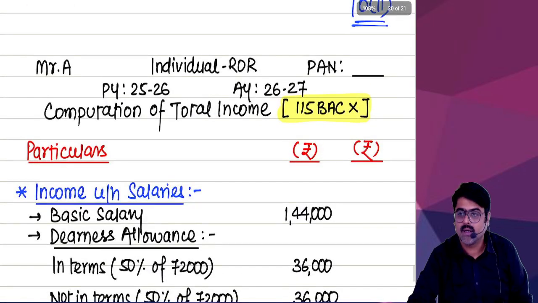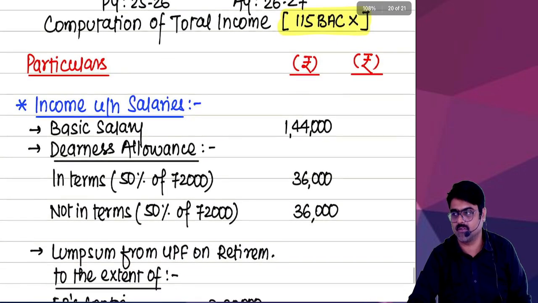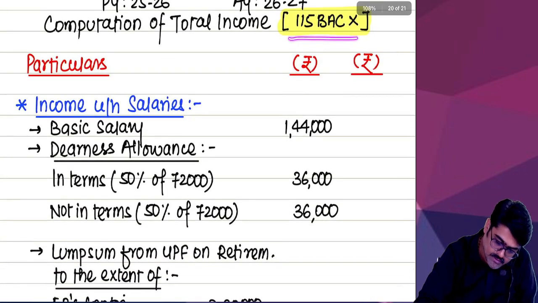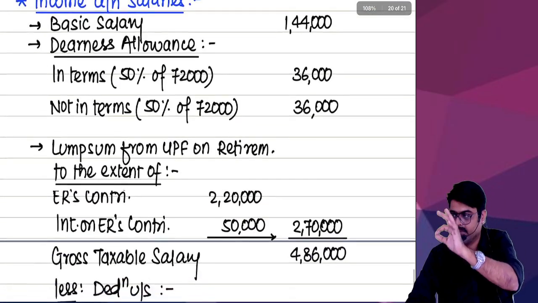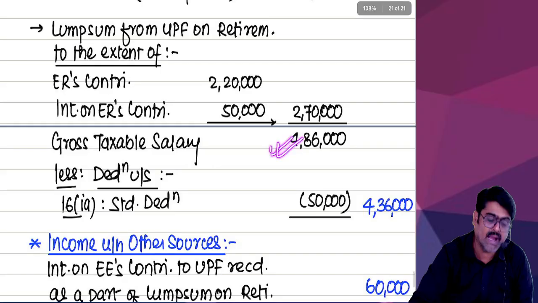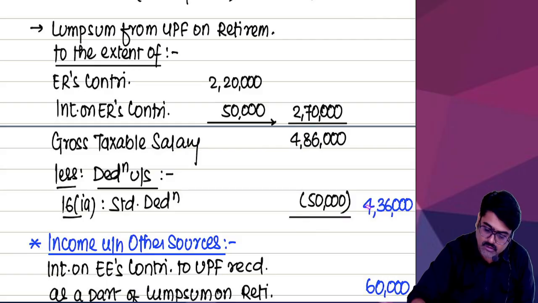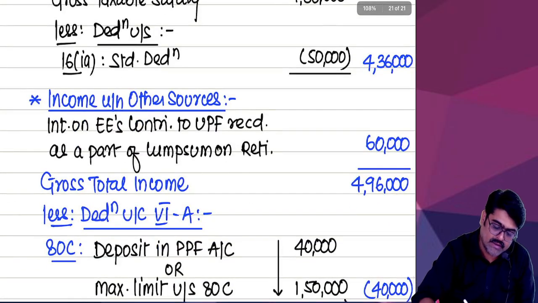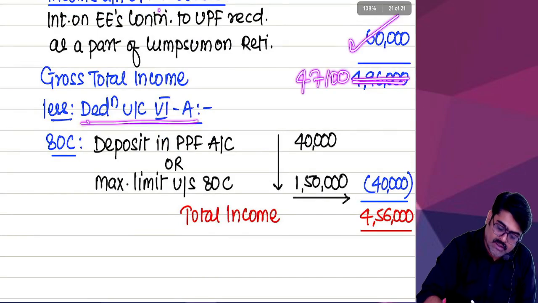Name of the assessee, Mr. A, individual, ROR, PAN, previous year, assessment year, computation of total income. What are you going to write here? 115BAC, tick mark. 115BAC, everything same. Everything same till 4,86,000. Here the standard deduction will change. It will be 75,000. So this will also change, 4,11,000. IFOS will remain same. So gross total income will change to 4,71,000. And now less chapter 6A deduction, you will write nil.